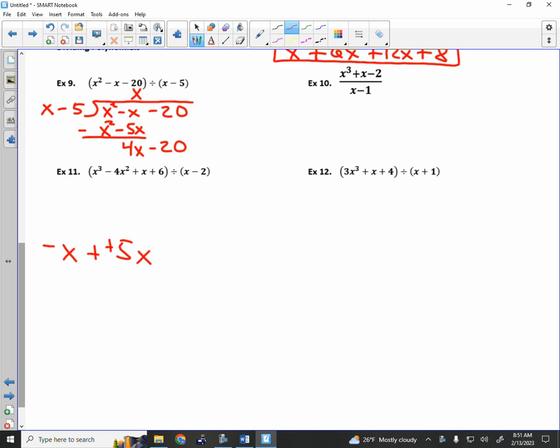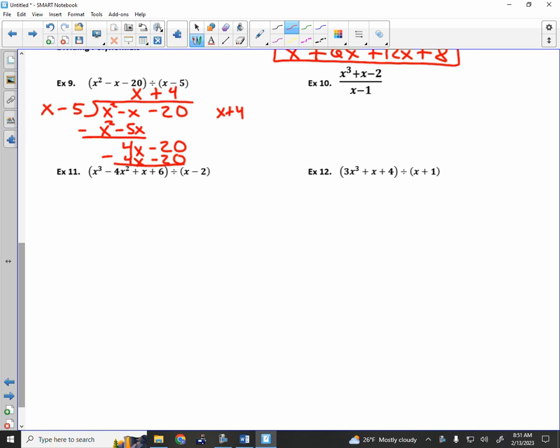Drop down the minus 20 and you go again. You start here. What do you multiply x by to get 4x? 4. So you put the plus 4 here. And you multiply back through. 4 times x is 4x. And 4 times negative 5 is negative 20. When you subtract those, what do you get? You get 0. Okay. So this is your answer, x plus 4. That's what you get when you divide this by this.